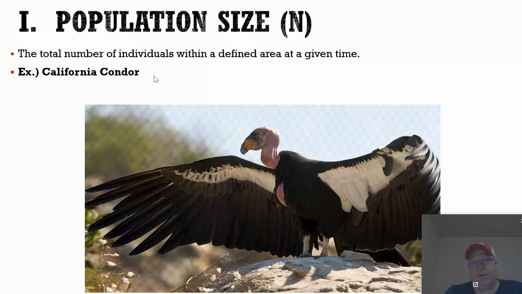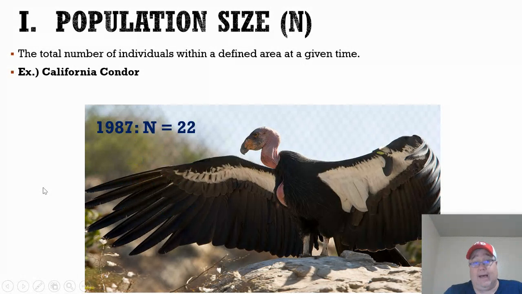California condors are interesting because at one time they were extremely endangered. In fact, in 1987, their population size, so here it is, N, actually got down to 22. There were only 22 birds left in the wild. So the numbers were super low, right?